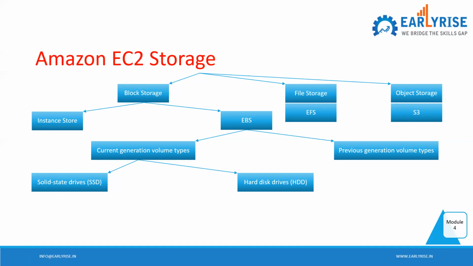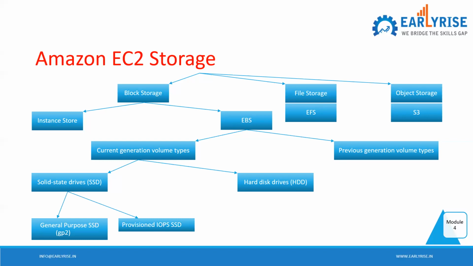We have that GP2, for EC2. So GP2 is SSD only. Under SSD, the very first thing is GP2, general purpose SSD. As the name suggests, it is general purpose. Price should be moderate as compared to the provisioned IOPS SSD. Provisioned IOPS will have the highest possible performance.